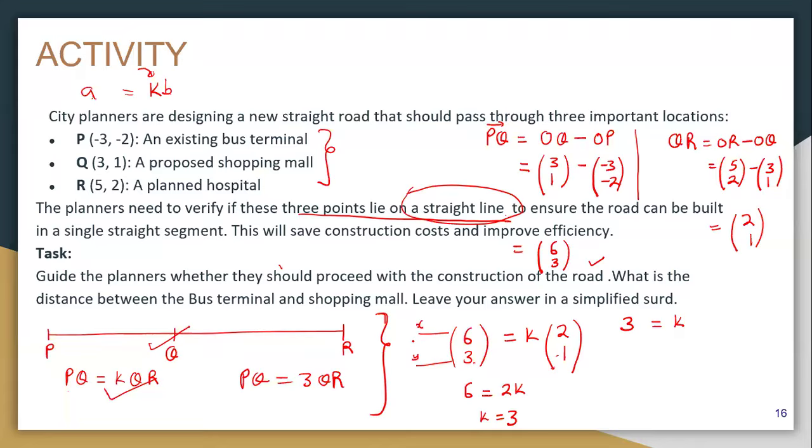If you had tested the value of x, the k here is 3, the other k is different, then that means that those two loads are not lying along the same straight line.